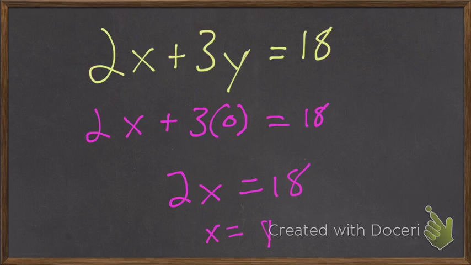All right, so here, I'm just going to start a new one. Let's say we have x minus 2y equals negative 2, all right?